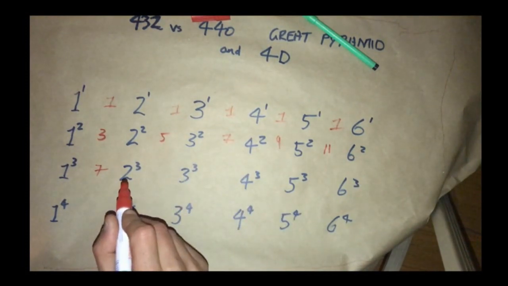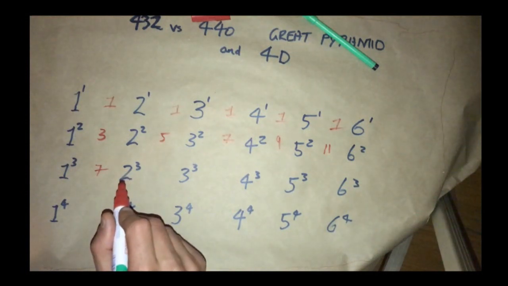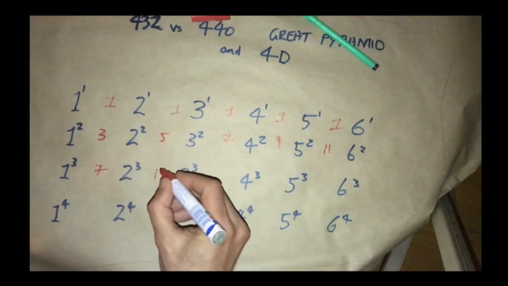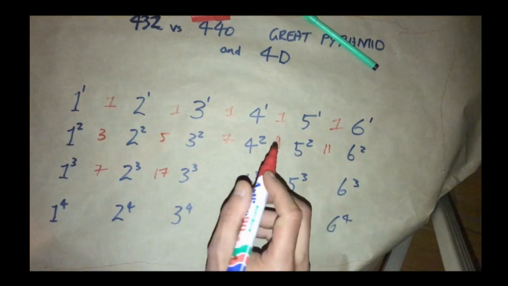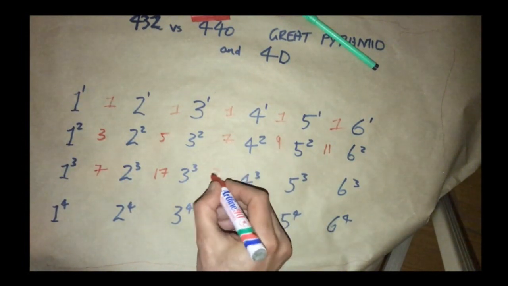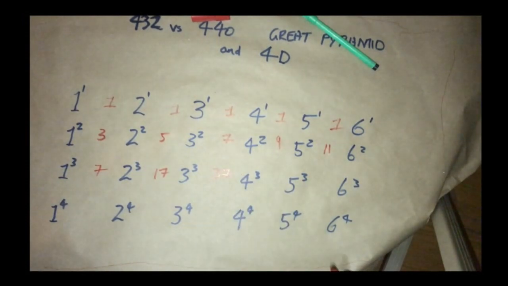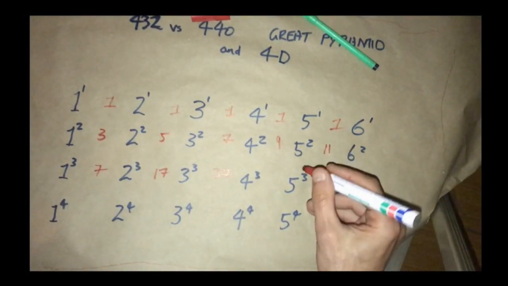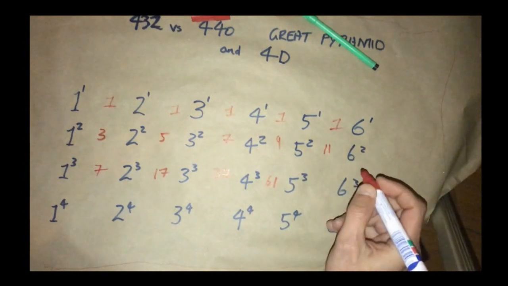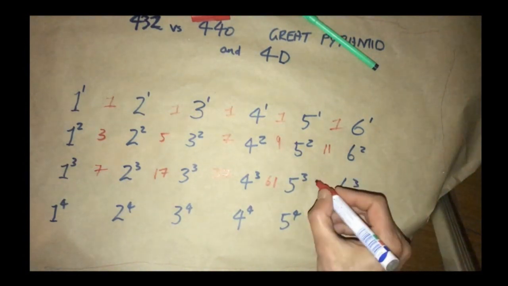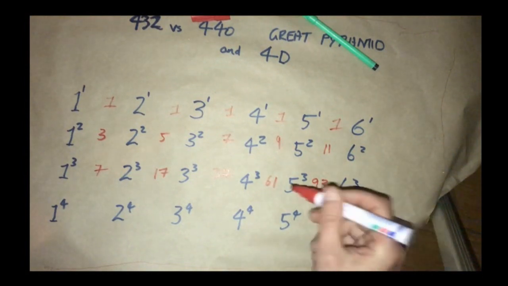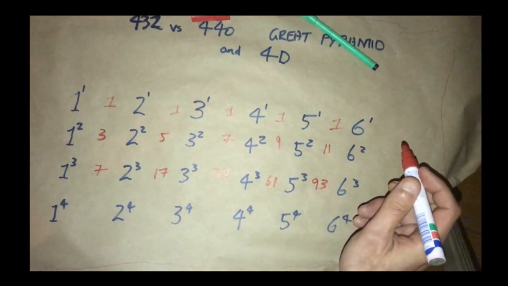27 minus 8 is 17. 64 minus 27 is 37. The next one would be 61. 93 is 6 cubed minus 5 cubed.